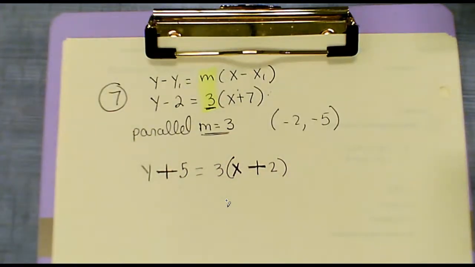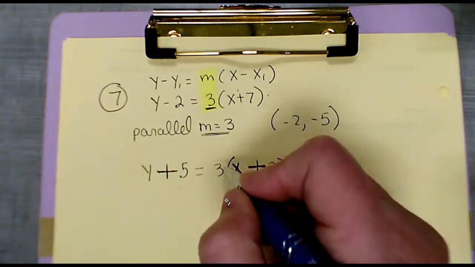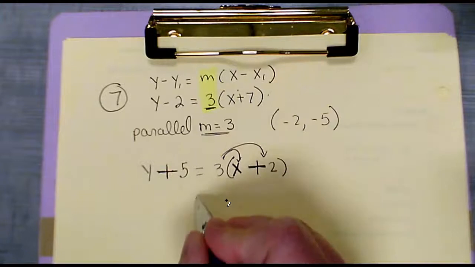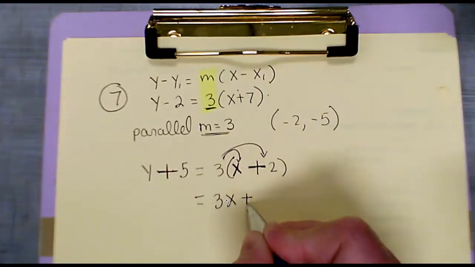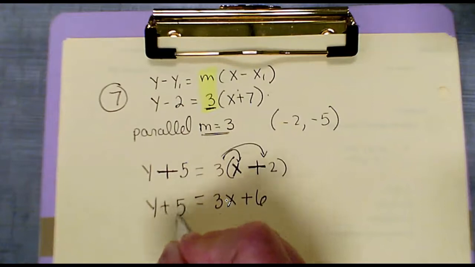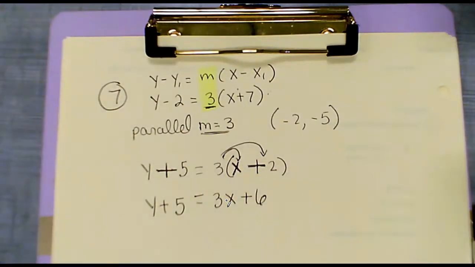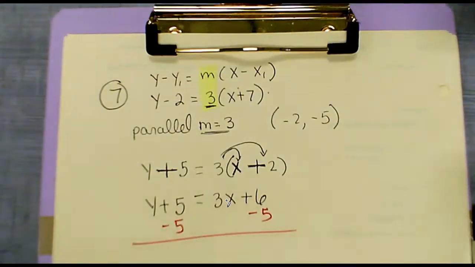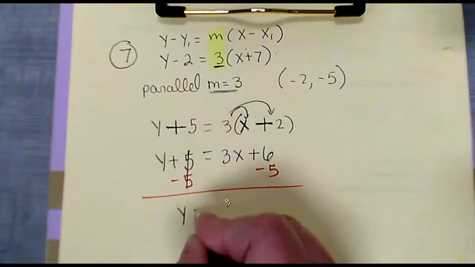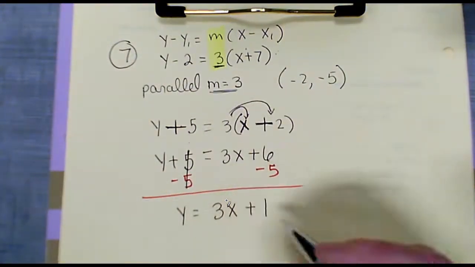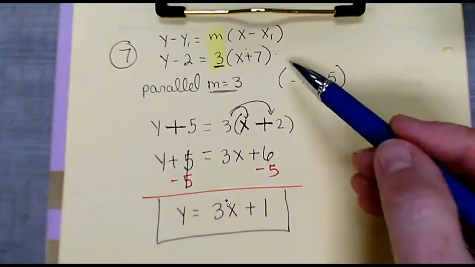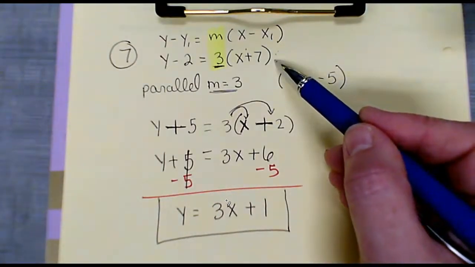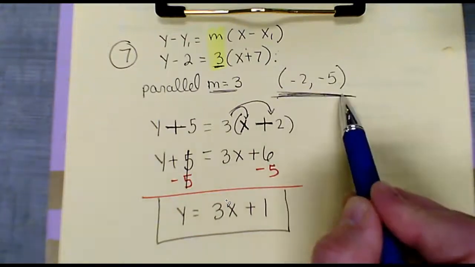It says, put your answer in slope-intercept form. That means y equals mx plus b form. So I have to distribute and solve for y. Subtract 5, subtract 5, cancel the 5. This line is parallel to the one given in the problem, and it goes through this point right here.